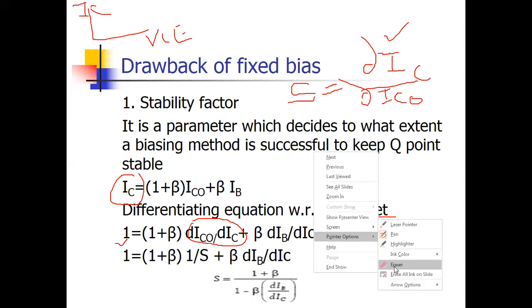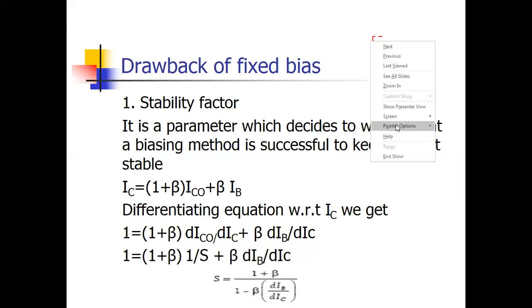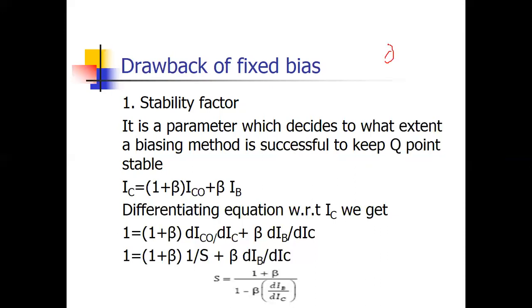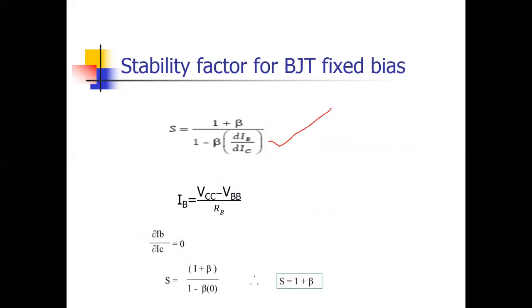Again, listen carefully. Stability factor means output current, which is our IC. How much current is changing due to leakage current? It should not change actually, but how much it changes due to leakage current is our stability factor. So here dIC naught upon dIC is 1 upon S. When we solve this equation, S will be (1 plus beta) upon (1 minus beta dIB over dIC). Now, this is the equation of stability factor that is fixed for every circuit.